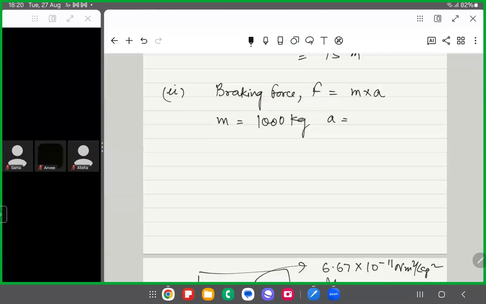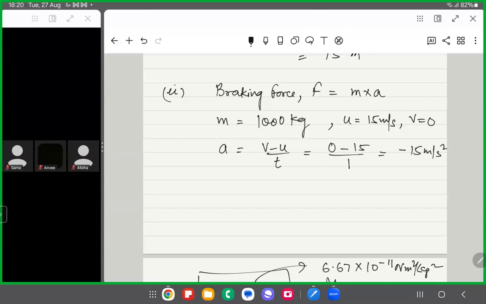So write down mass is this. Initial velocity is 15 meter per second. And final velocity is 0. Right? So first we will find the acceleration. Acceleration is V minus U upon T. So 0 minus 15 upon T. In how much time does its velocity change from 15 meter per second to 0? It is in just 1 second. So what is the acceleration? Minus 15 meter per second square.